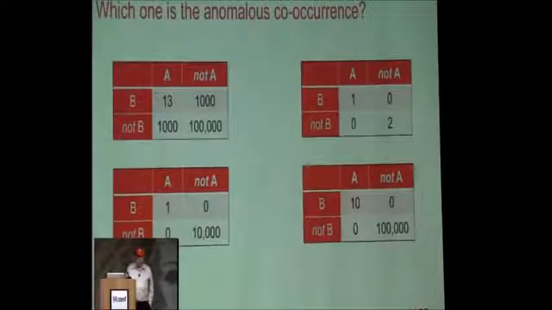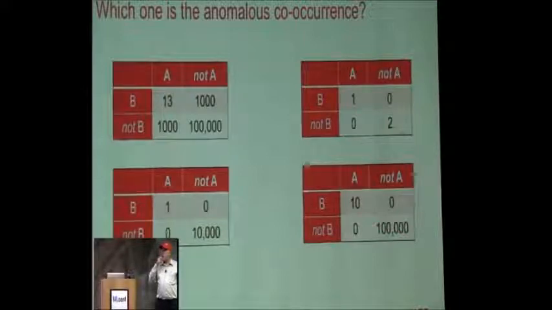Here's an illustration of how this detection of anomaly works. This is based on a test that I could say I developed, but in fact I rediscovered it many years ago. And it's been used all kinds of places for finding anomalous co-occurrence in different domains. In the upper left example, A and B co-occur 13 times.